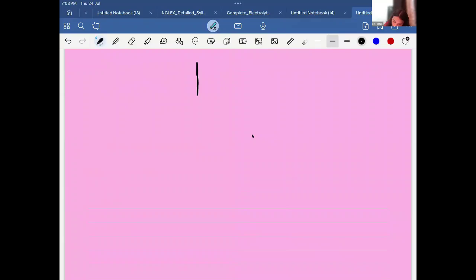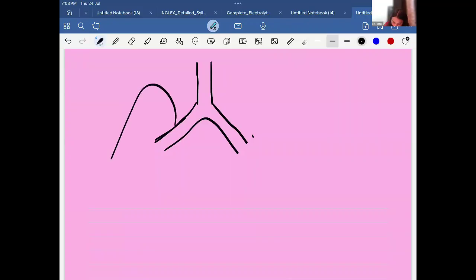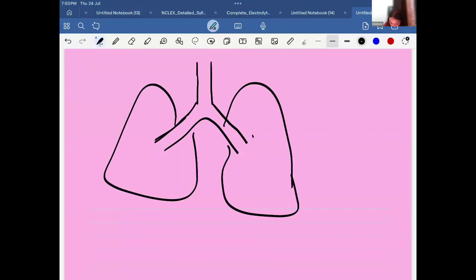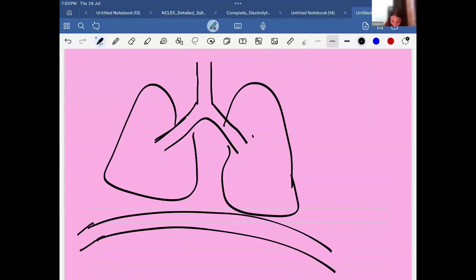Okay, so this is your beautiful lung. And this is your diaphragm, as you have already seen.